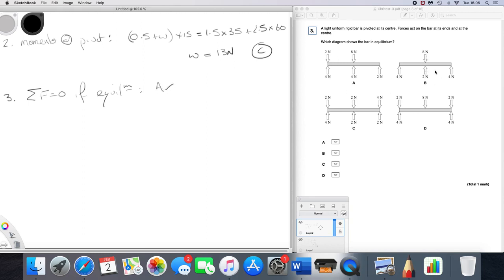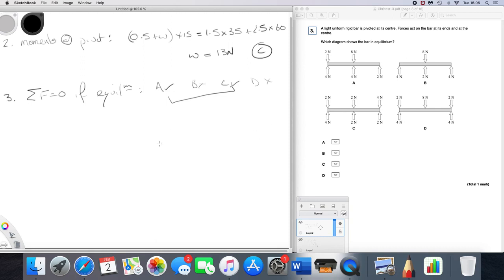We've got 8 down and 8 up. Sorry, 10 up, so B is no good. We've got 2, 4, 8 down, 4, 6, 8 down, so C is good. And we've got 8 to 12 and 8, so D is no good. So we're now down to A and C. Only A and C could be in equilibrium, and that's down to moments.